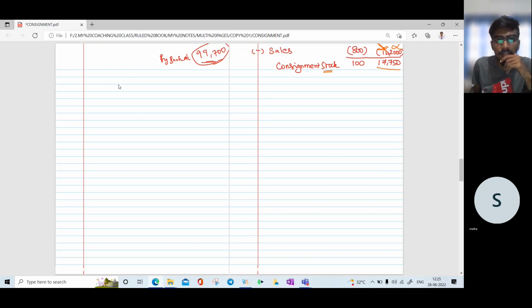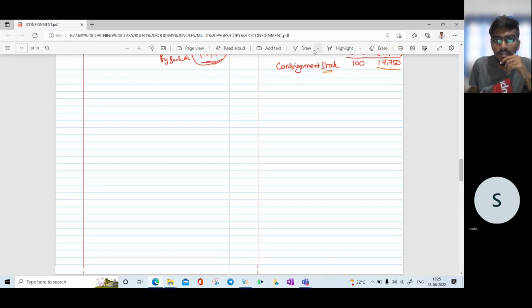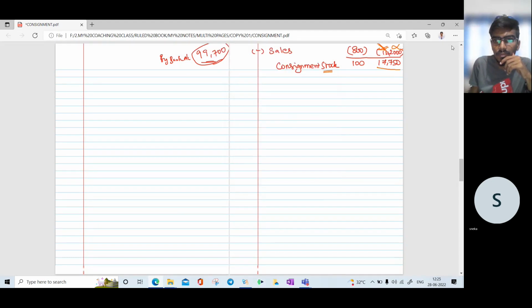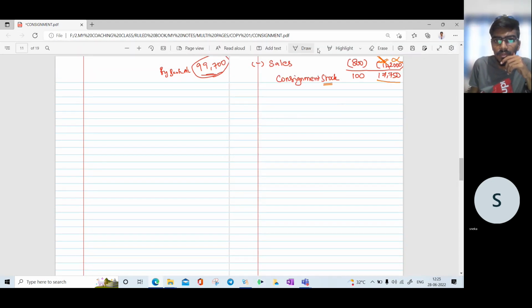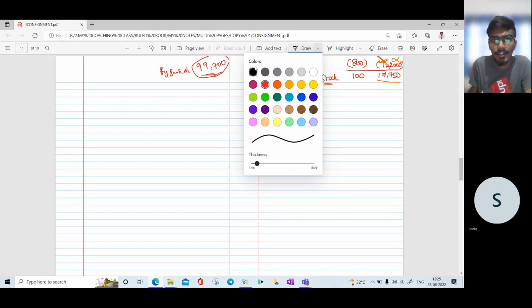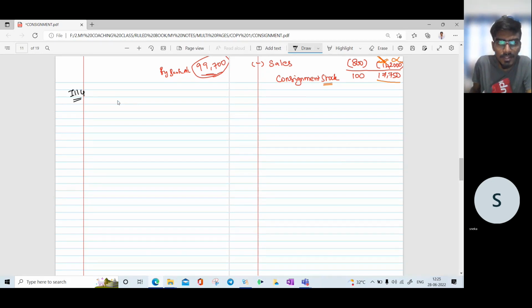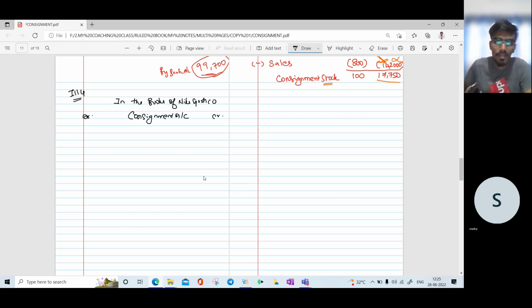In the books of whom, Sneha? In the books of Nike Sports Co of New Delhi. Illustration 4. In the books of Nike Sports Co, the consignment account.